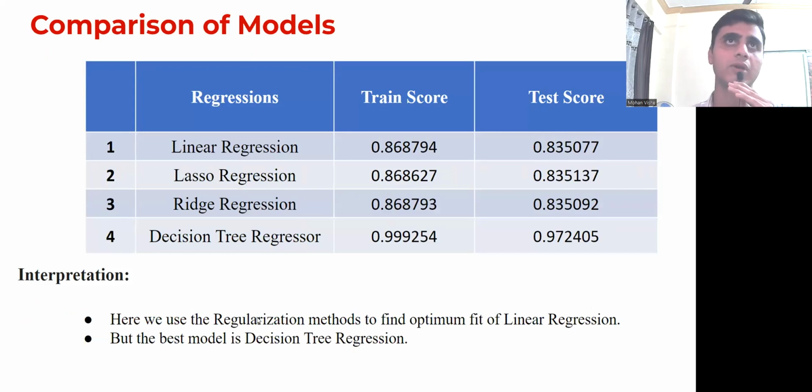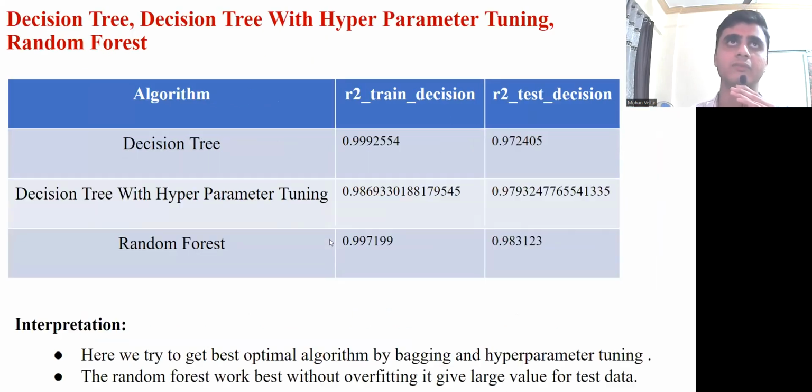Comparison of the models. We have taken 4 models: first is linear regression, second is lasso, third is ridge, and last one is a decision tree. In normal linear, lasso, and ridge regression, there is not much improvement. But the decision tree works very well compared to the previous 3 algorithms.